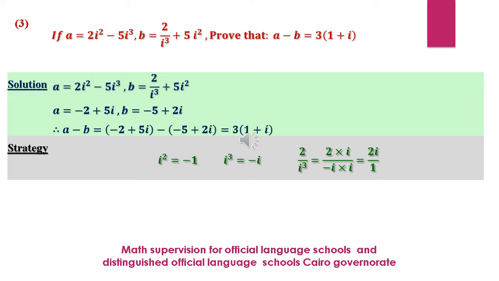So we have A and B. A minus B: -2 plus 5i minus, between brackets, -5 plus 2i. It will be -2 plus 5, which is 3. And 5i minus 2i, which will be 3i. So it will be 3 plus 3i.